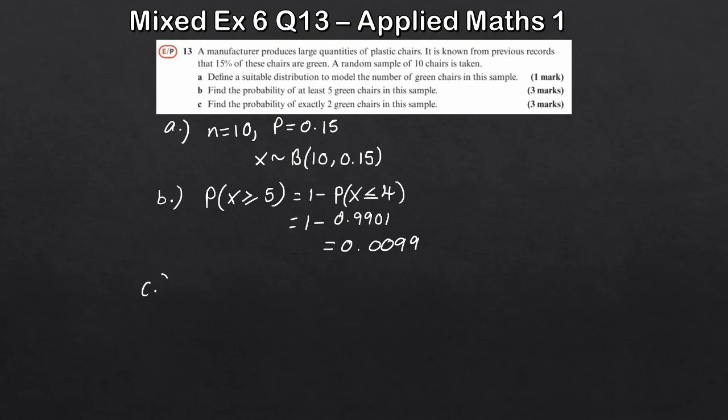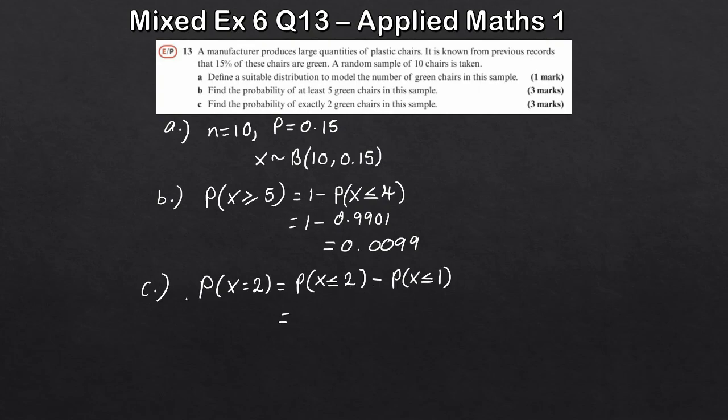Part C here. Find the probability of exactly 2 green chairs in this sample. There's 3 ways of doing this. Way 1, use your calculator. Way 2, use tables. And way 3, use the binomial formula. This one, I'll demonstrate with tables, because we've already done an example where we work out using the formula. So if x is equal to 2, we could write this as the probability that x is less than or equal to 2 minus the probability that x is less than or equal to 1.